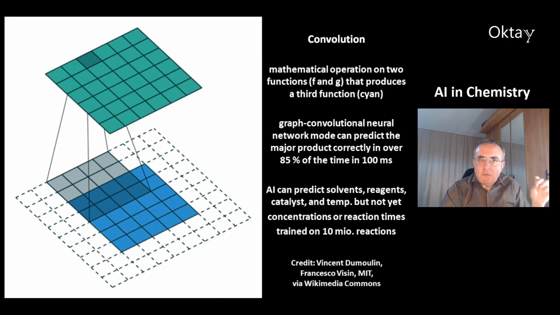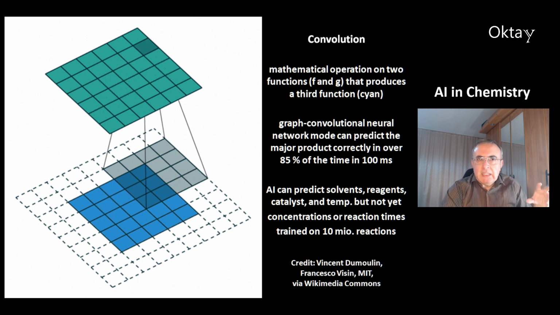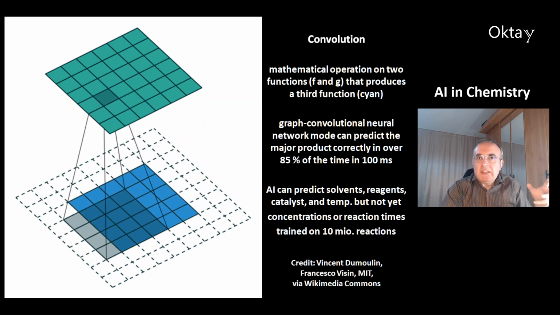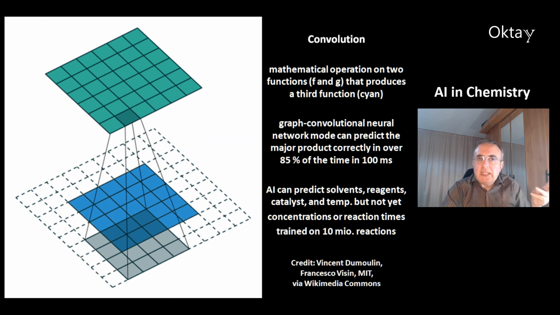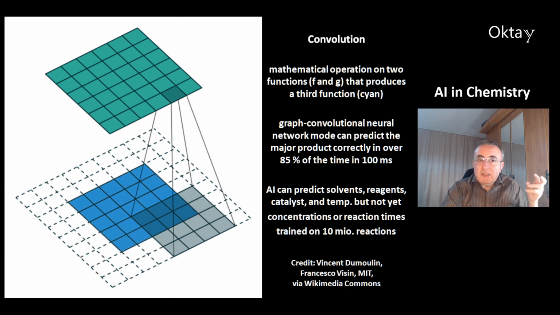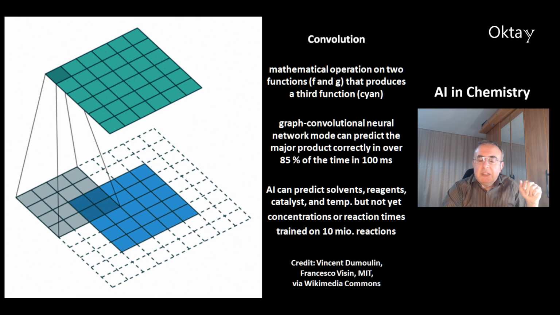This is the principle of convolution. That's a mathematical operation on 2 functions, f and g, that produces a third function. This picture that's in cyan color. A graph convolutional neural network model can predict the major product correctly in over 85% of the time in 100 milliseconds. The AI can predict solvents, reagents, catalysts, and temperatures that are optimal, but not yet the concentrations or reaction times. And it was trained on 10 million chemical reactions, which is a very impressive number.